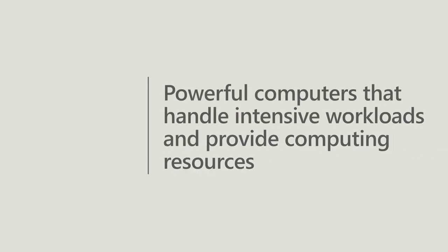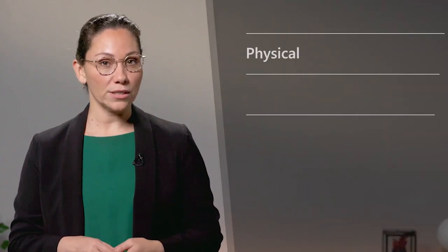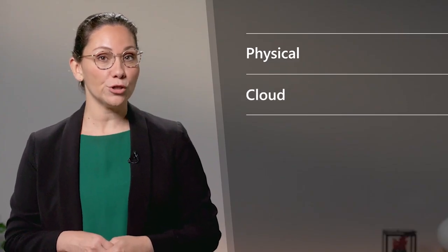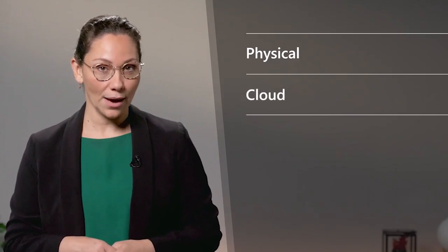Now let's turn our attention to the core elements of on-premises infrastructure. At the heart of any on-premises infrastructure lies the server hardware. Servers are powerful computers that handle intensive workloads and provide computing resources to multiple users or applications. These servers can be physical machines housed in an organization's data center or server room, or they can also be virtual machines hosted on the cloud.